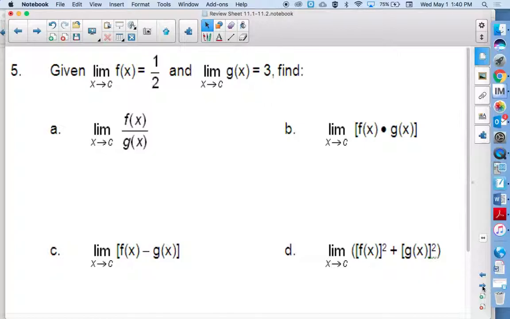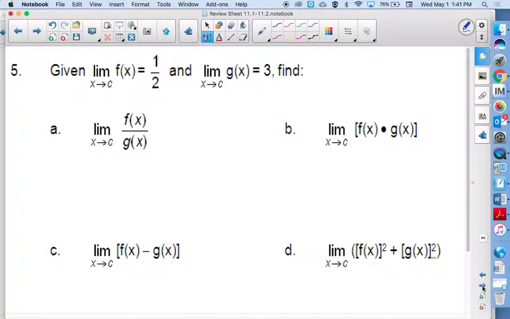These are the properties, or the operations, with limits. You're given 2 limits of some functions f of x and g of x. It doesn't say what they are, and it doesn't give us a graph. But because we're applying an operation, it actually doesn't matter what f of x and g of x are, and we don't need the graph either. If you look at A, it says find the limit as x approaches c of f of x divided by g of x. How do you really do that?